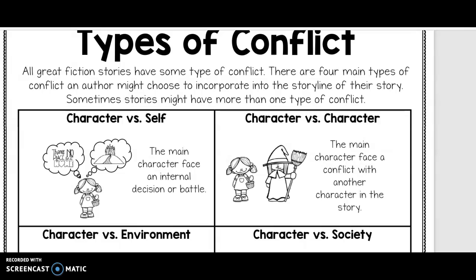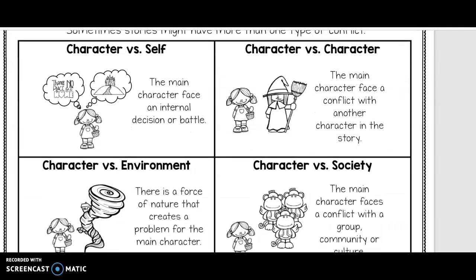Additionally, we also want to be looking at what is the conflict. So we know that there are many different types of conflict that can happen in a story. Character versus themselves, they're battling something internally. Character versus another character, which is when characters are not getting along with one another. Character versus environment, which is when nature poses a problem, which really isn't the case in this particular story, but it is in others. And then character versus society.